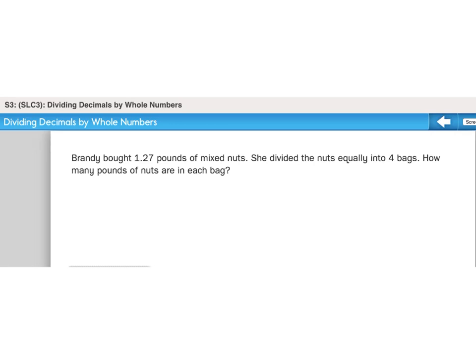Okay, for this problem, it says Brandy bought 1 and 27/100 pounds of mixed nuts. She divided the nuts equally into 4 bags. How many pounds of nuts are in each bag? Okay, so we're going to first start out with a number model and an estimate. So our number model is going to be 1.27 divided by 4 equals, we'll say P for pounds.